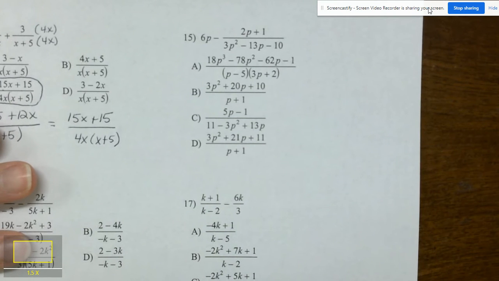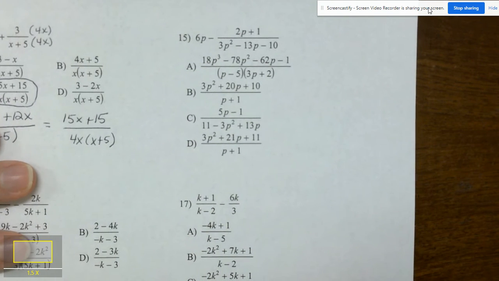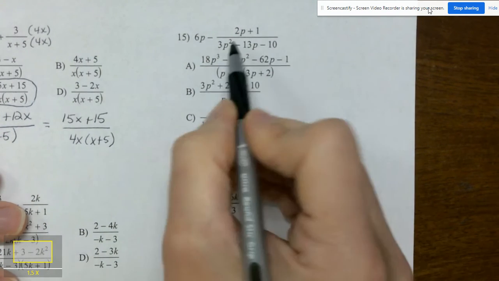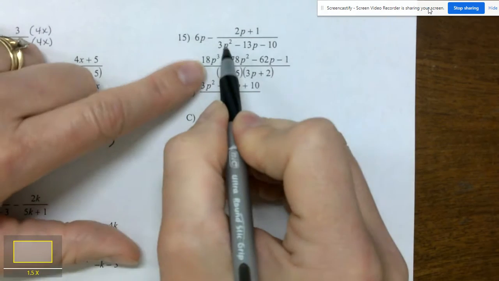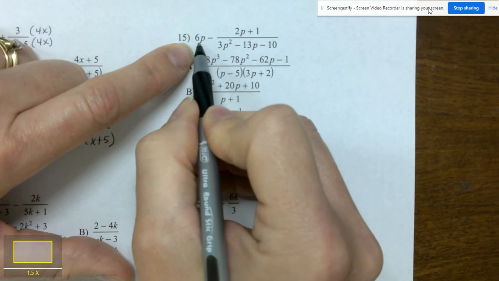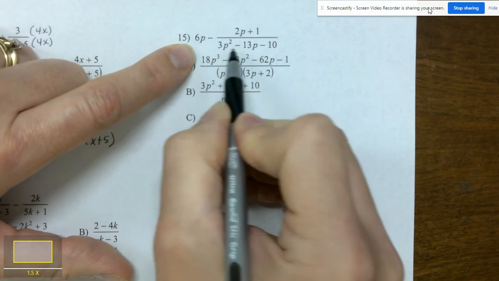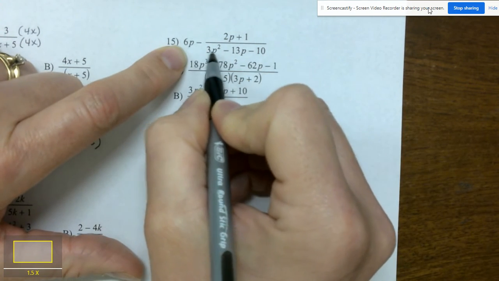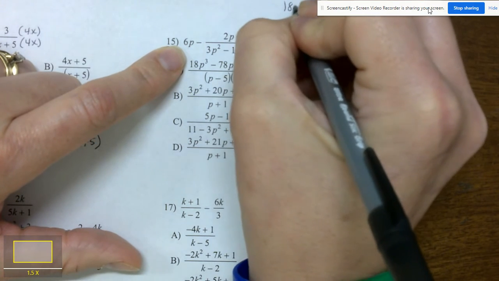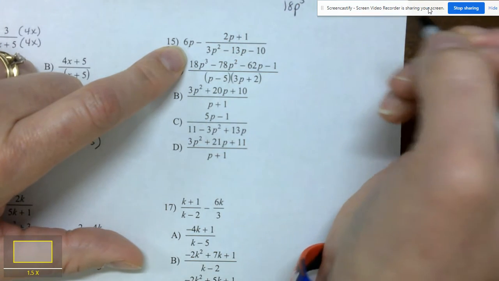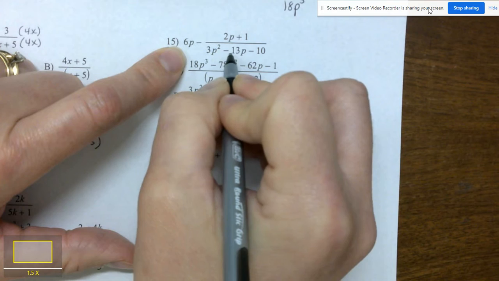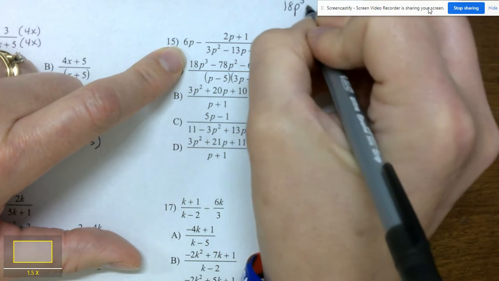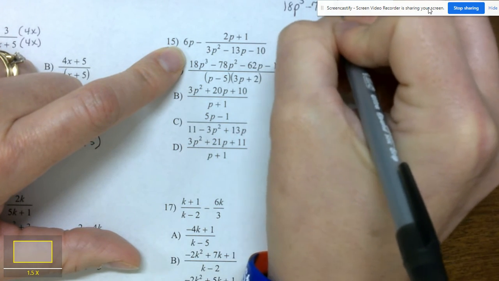Okay, for number 15, we're going to have to do a little bit of work here. So this is our denominator, which means that we're going to have to multiply this 6p by this thing. Okay, so let's do that first. 6p times 3p squared, that's an 18p cubed. 6p times negative 13p is a negative 78p squared.